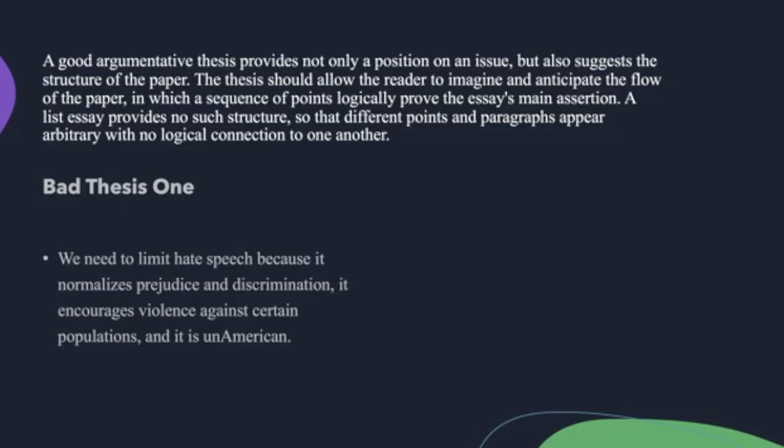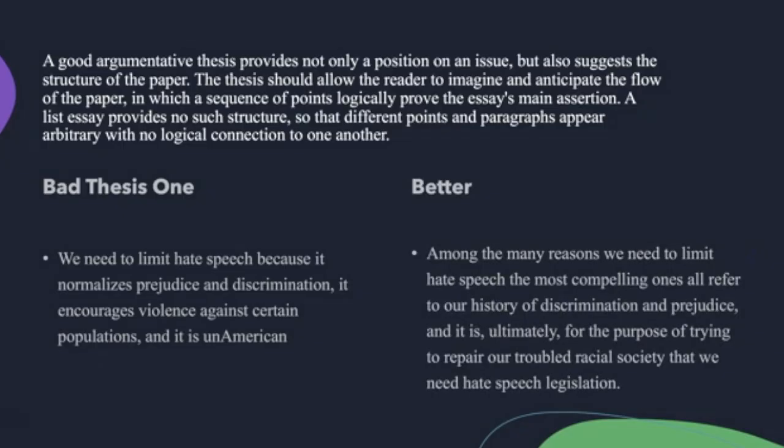So this is a bad thesis, and it's the type of list thesis you may have gotten good points on in high school. We need to limit hate speech because 1. It normalizes prejudice and discrimination. 2. It encourages violence against certain populations. And 3. It is un-American. Okay, I put in the 1, 2, 3 there, but you can see how this is the list you've been perhaps coached to create. One in which you outline every single thing you're going to say without really showing any of the connective tissue. This one is better.